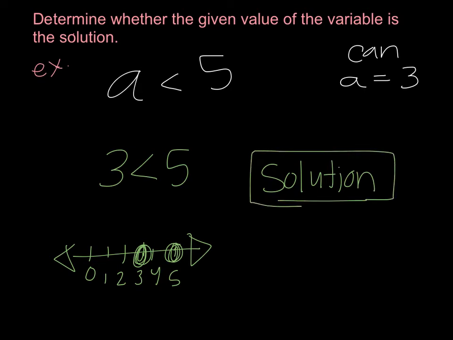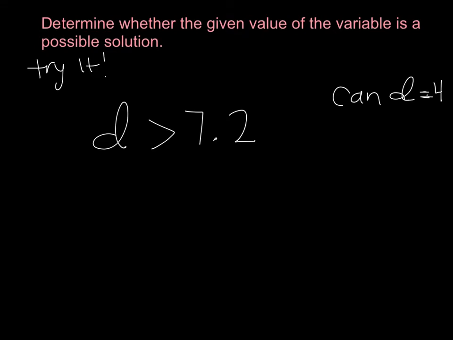And when it says determine whether it is a solution, then you need to write solution or not solution. It does not ask you to solve it. It just says, is this a solution? They already solved it. You need to say if they did it correctly or not. Here's an example for you to try. Determine whether the given value of the variable D is a possible solution. So, D is greater than 7.2. Can D equal 4? Go ahead and pause the video and try that on your own. Solution or not a solution?